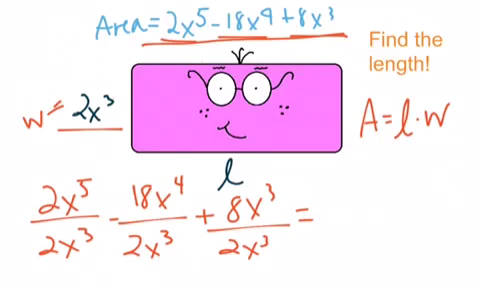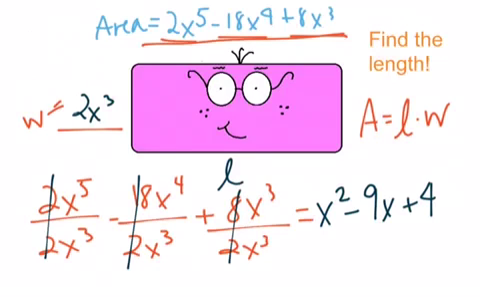So I want you to pause the video, and I want you to finish this bad boy off. Alrighty, so if you got the length for this particular rectangle was x squared minus 9x plus 4, you are right on, my friends.